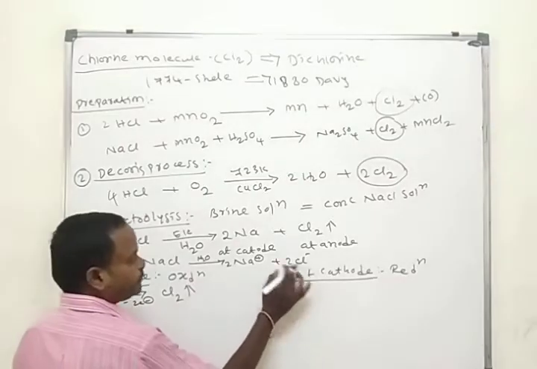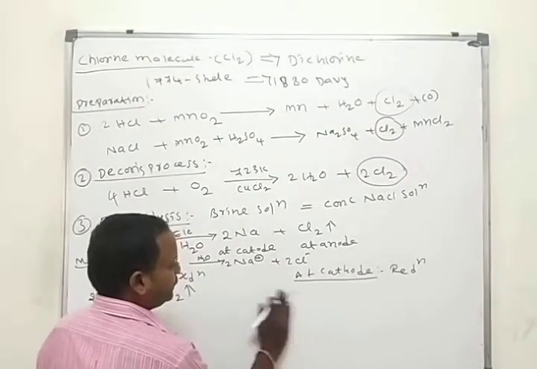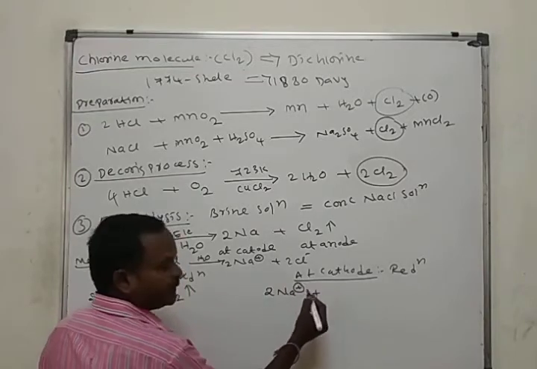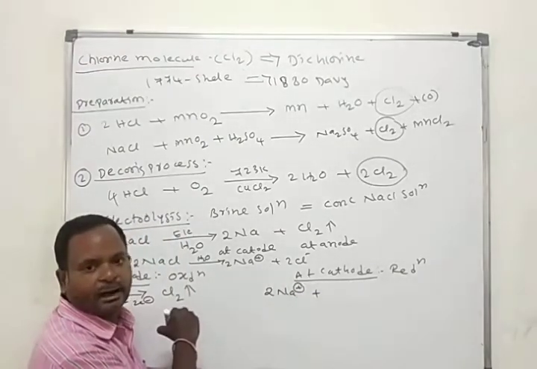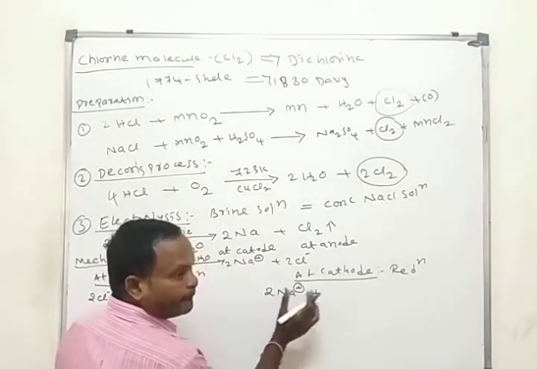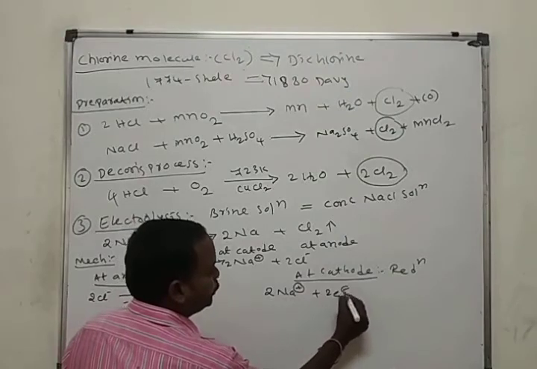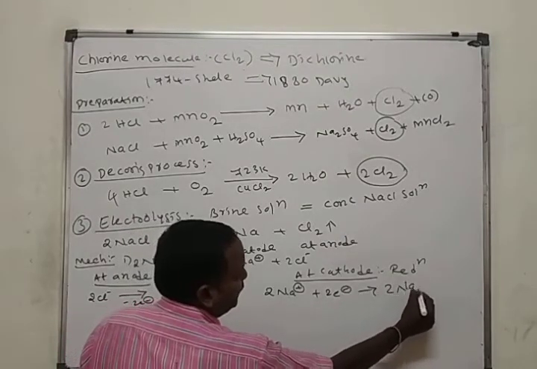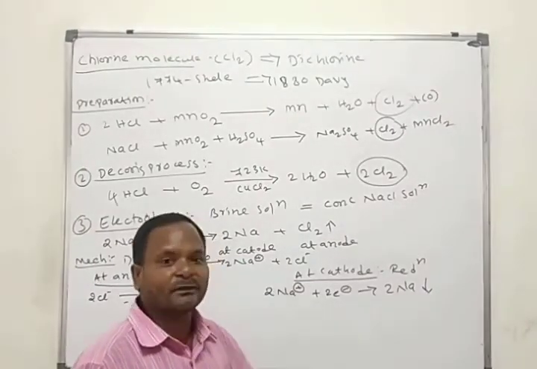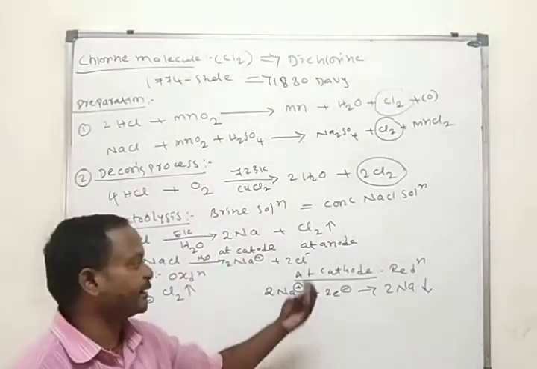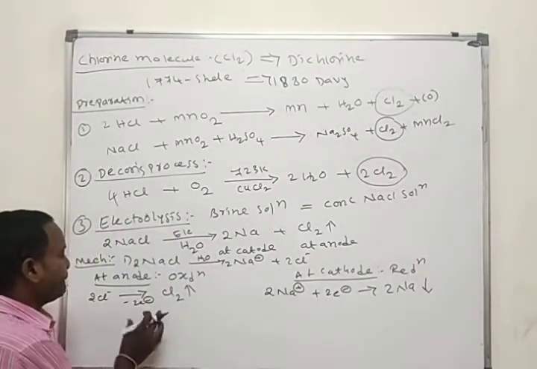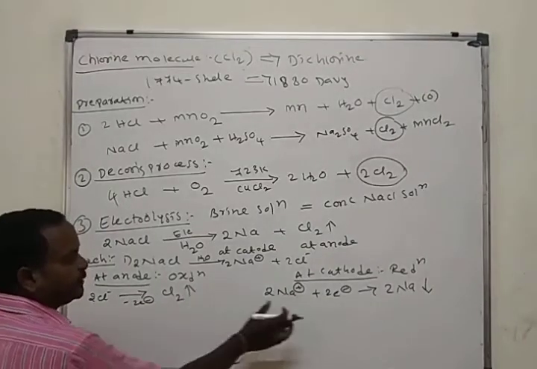Here chloride ions and sodium ions are there. Sodium ions gain electrons at the cathode. Here 2 sodium ions gain 2 electrons, and sodium metal is deposited at the cathode. This is the oxidation, this is the reduction.